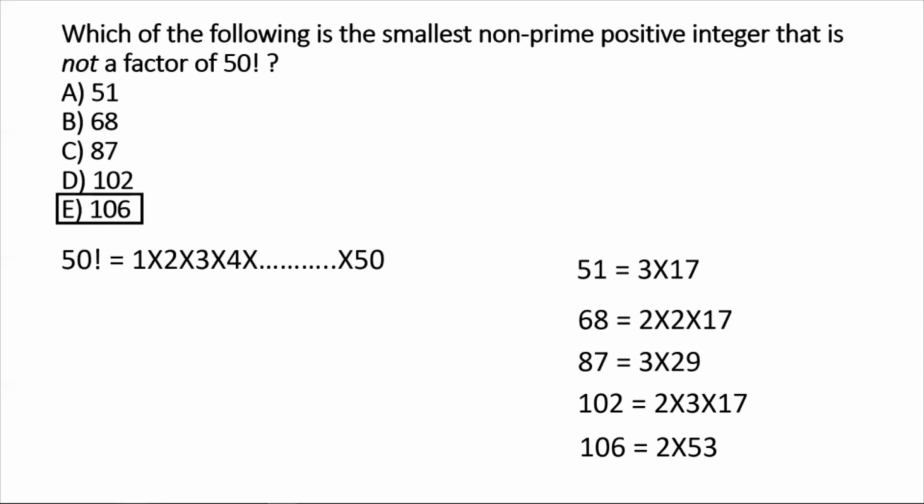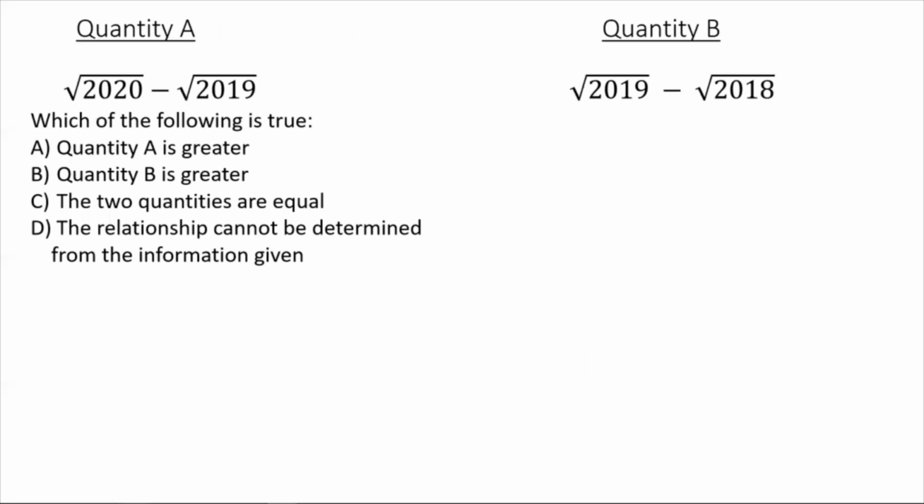Now, let's go over to another problem. This is also a GRE type quantitative comparison question, where you're given two quantities, A and B, and you're asked to find the relationship between the quantities. And we're given four options here. Again, these are quadratic surds. So we're given the difference of two quadratic surds.